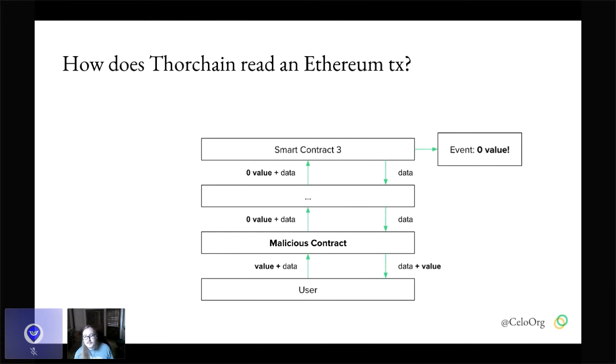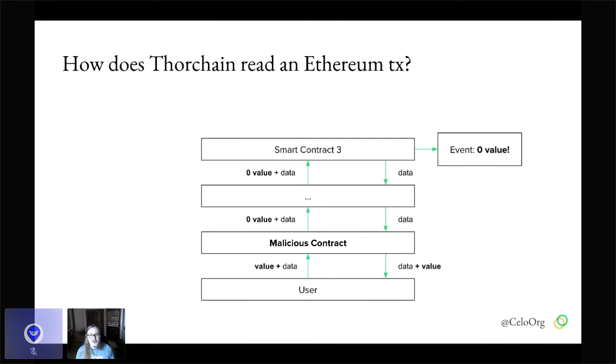You remember that the malicious contract keeps running after all of the other smart contract calls have resolved. So after everything else about the transaction is done, it sends the value back to the user. So once we get to the Thorchain router, it logged out this event saying that it had gotten 0 Ether.